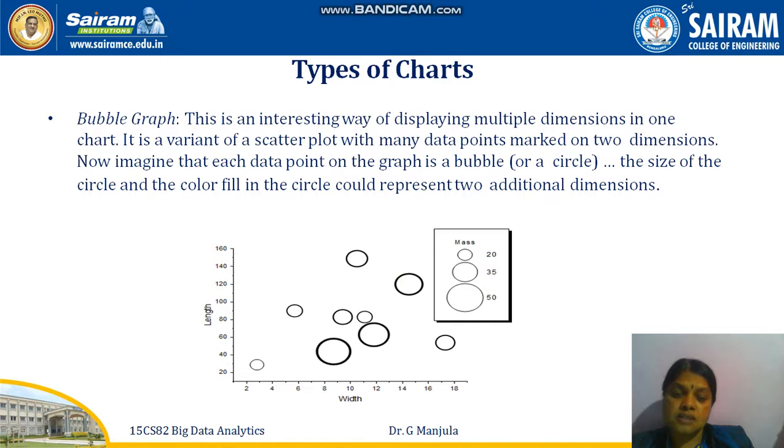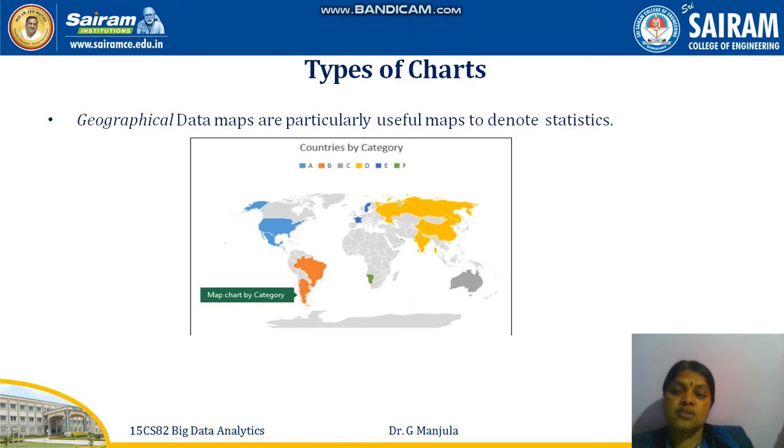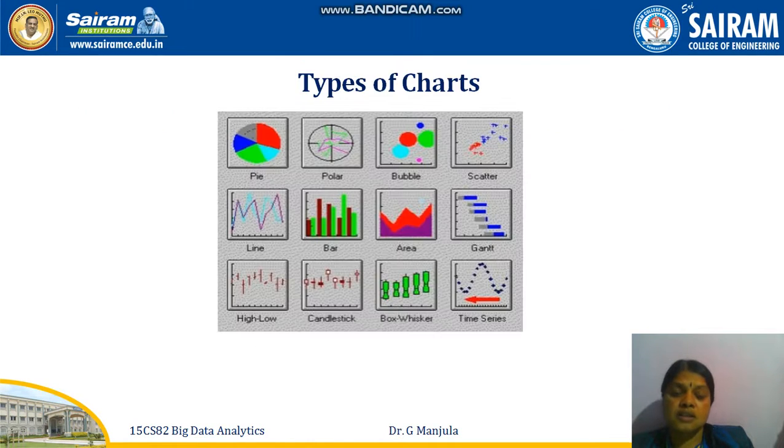Then there is the bubble chart with color fill. Then the gear of the car, that is the speedometer of the car, which gives the instant view, is the dial chart, and then the geographical chart. So these are the categories, a summary of the different types of charts we have used.